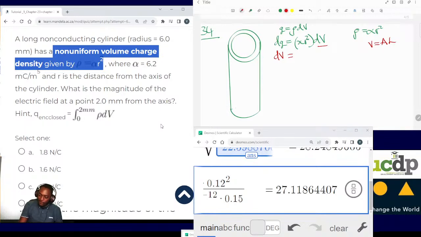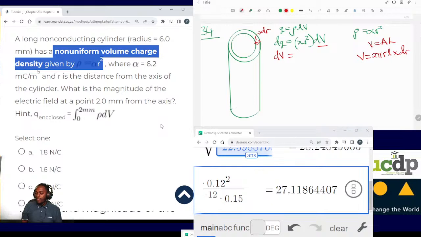But in this case, we need to consider this thickness, which we are going to call dr. Why? So that we can use this volume to be equal to 2 pi r L times dr to get volume.